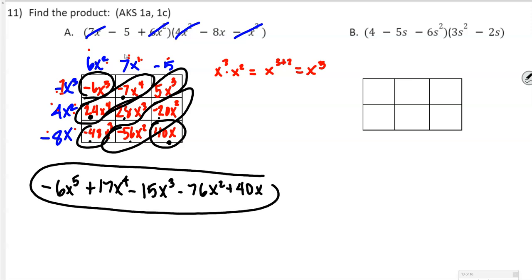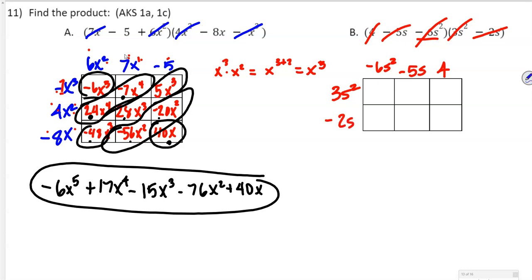There we go. Okay. All right, same thing over here. We're going to take this term first, negative 6x squared, gone. Then we got a negative 5s. Then we got a 4, right? Okay, then we're going to take this 3s squared, and we're going to do this negative 2s.